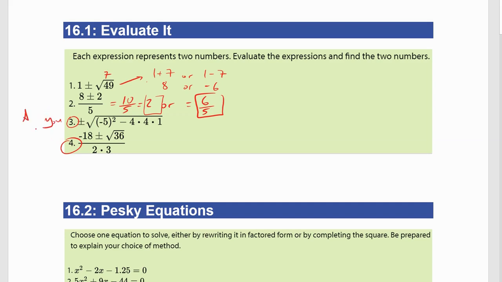Okay, it's good practice. Negative 5 squared is just negative 5 times negative 5, right? And don't forget the negative is multiplying to two positives. It's still going to give you negative, okay? All right, so let's move on to 16.2.